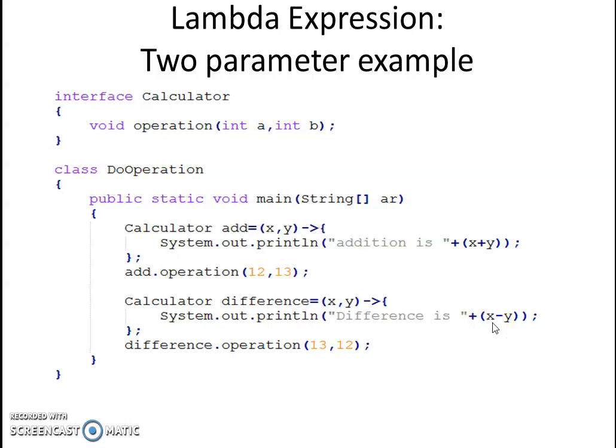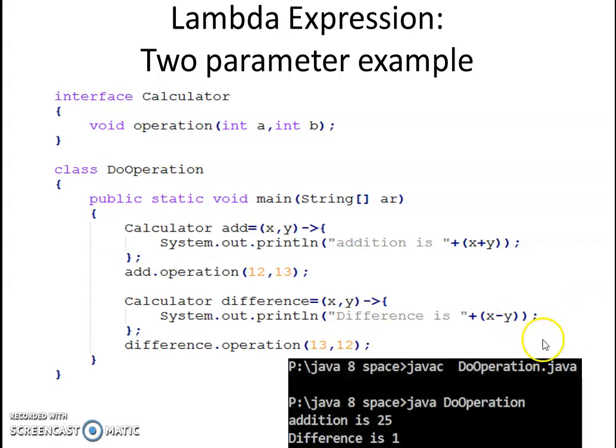So we can provide number of lambda expressions according to functionality. So when we compile this code and when we run this code, output will be, as we have discussed, it will print addition is 25 and difference is 1, right? Hope this particular 2 parameter lambda expression is clear.